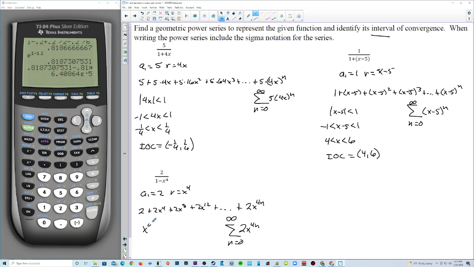Now we say that x to the fourth has to be less than 1. Then when we take the fourth root of this, x has to be less than 1. Actually, the absolute value of x has to be less than 1. So negative 1 less than x less than 1. So the interval of convergence for this is negative 1 to 1.